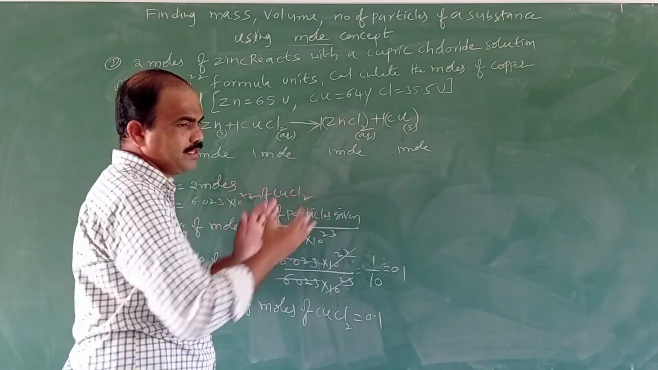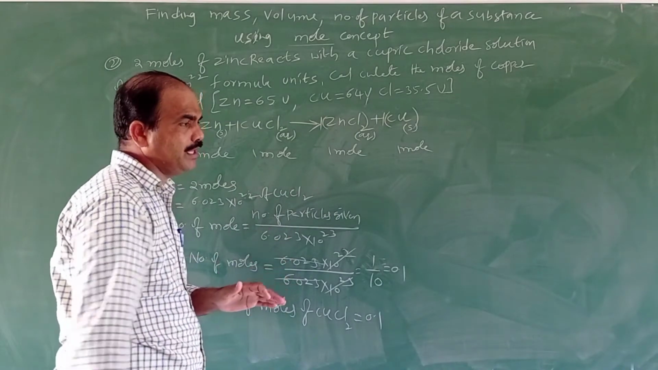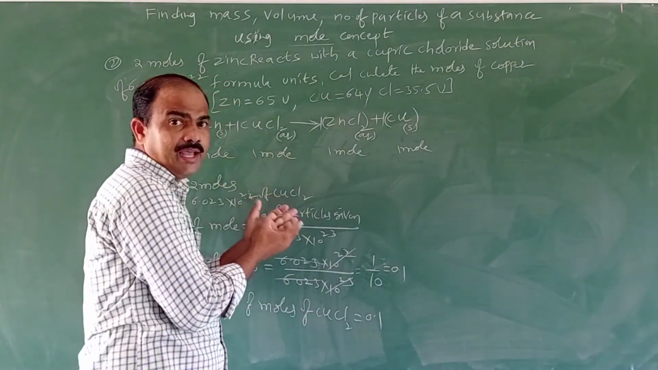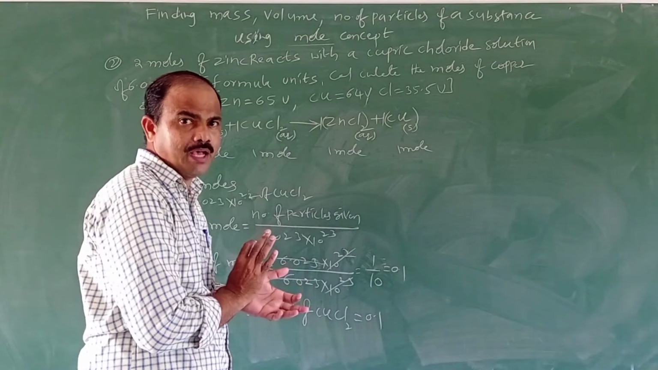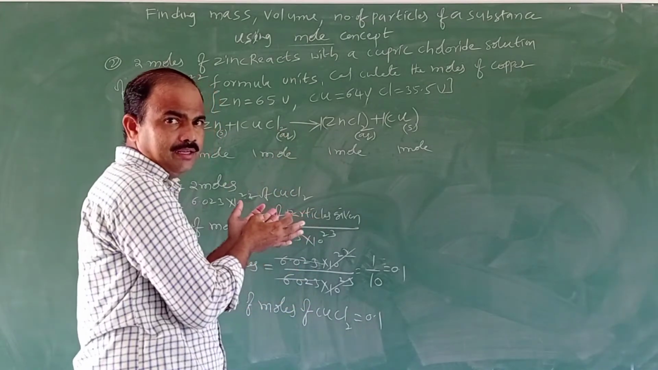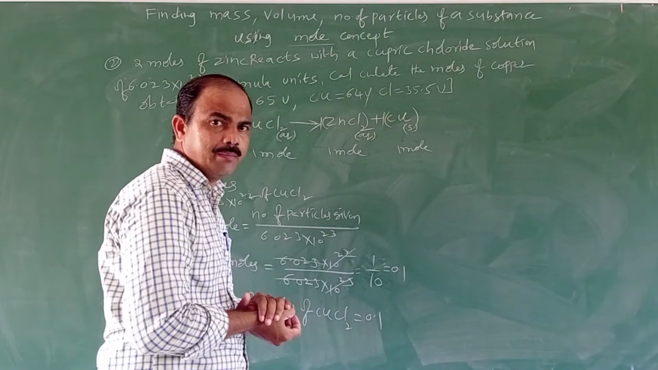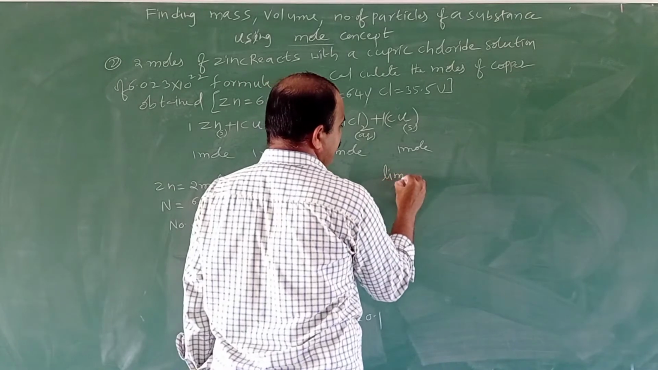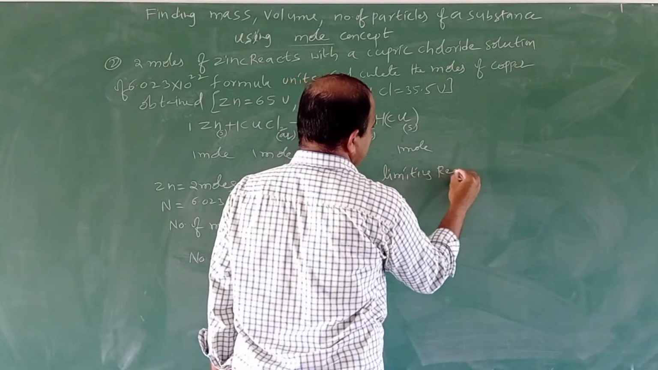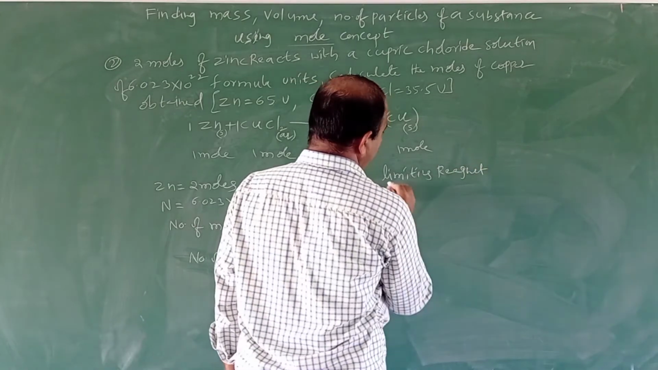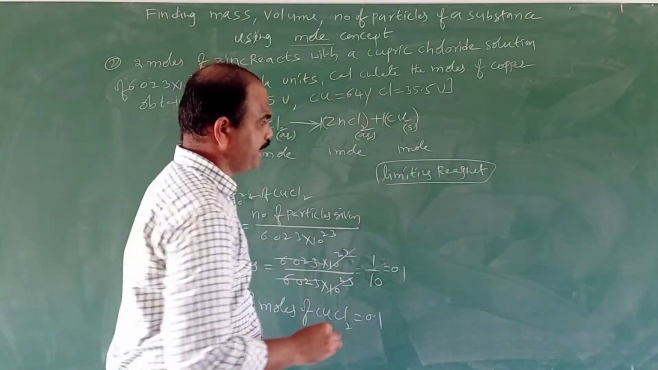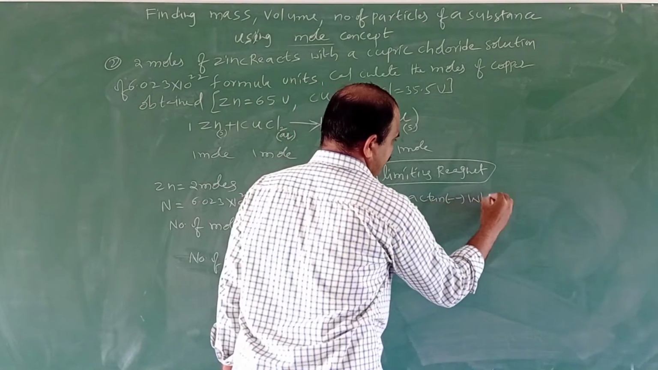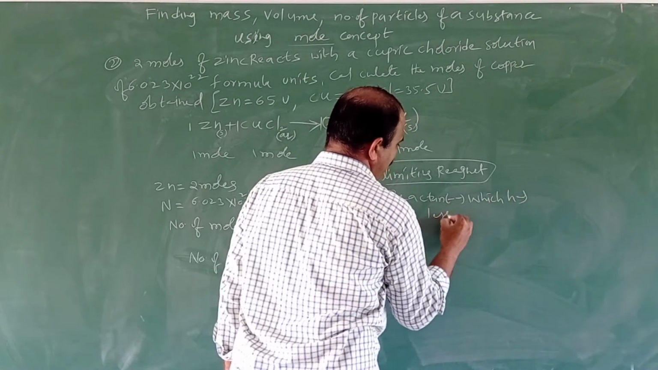The progression of the chemical reaction will depend upon the limiting reagent. The limiting reagent is nothing but the reactant which has the less mass. In any chemical reaction, the progression of the chemical reaction will depend upon the limiting reagent. So what is the limiting reagent? The limiting reagent is nothing but a reactant which has less mass.